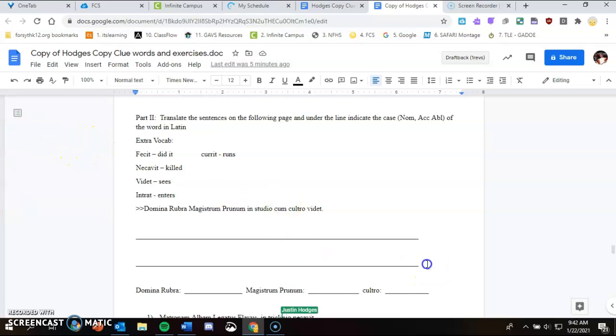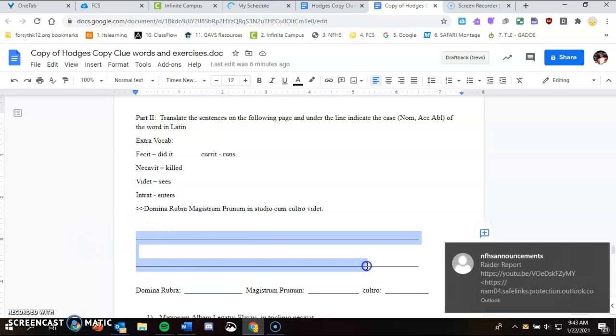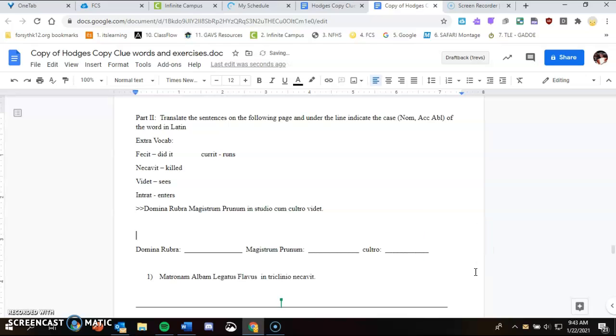All right, so this first one, what you're doing is you're translating the sentence from Latin into English, and then down here at the bottom, you're just telling me what case each of these belongs to, whether they're nominative, accusative, or ablative. So, you guys who are here with us, help me out. We got Domina Rubra, Magistrum Prunum, in studio cum cultura videt.